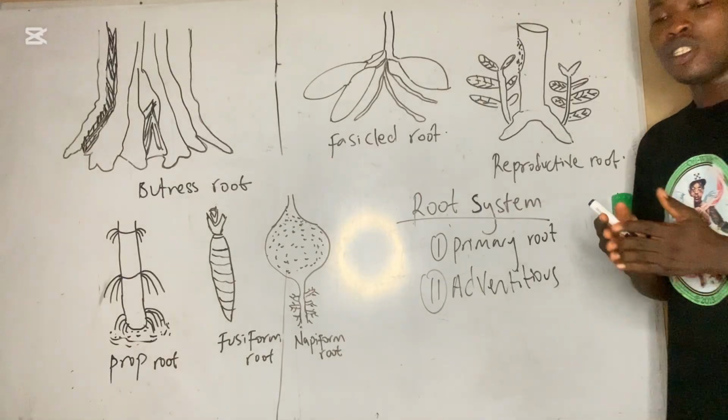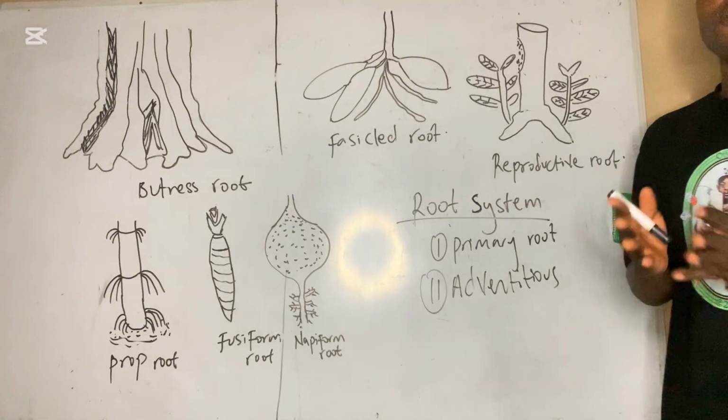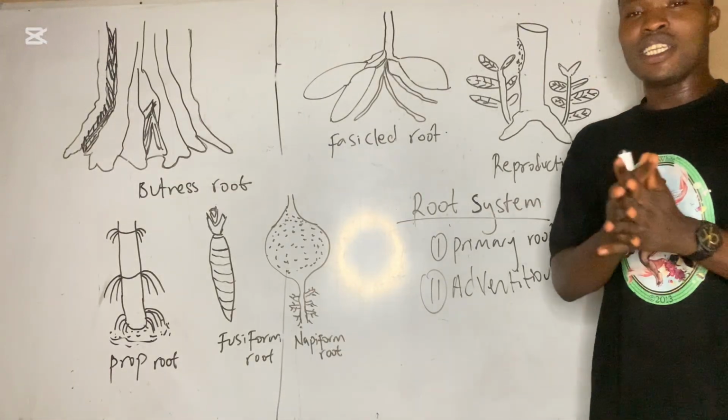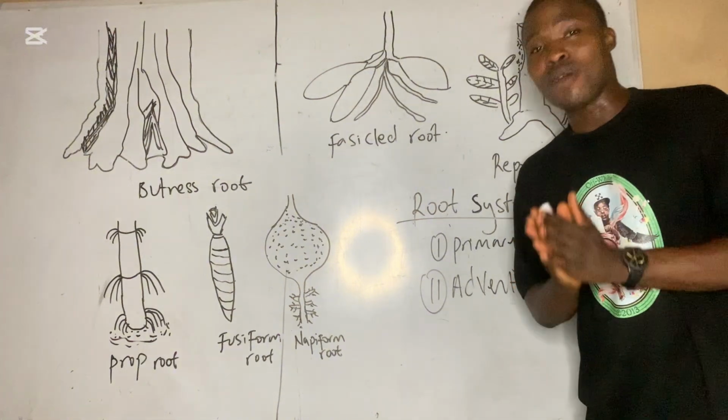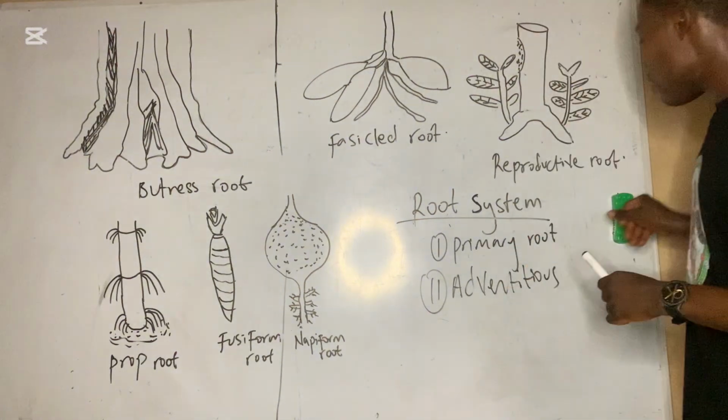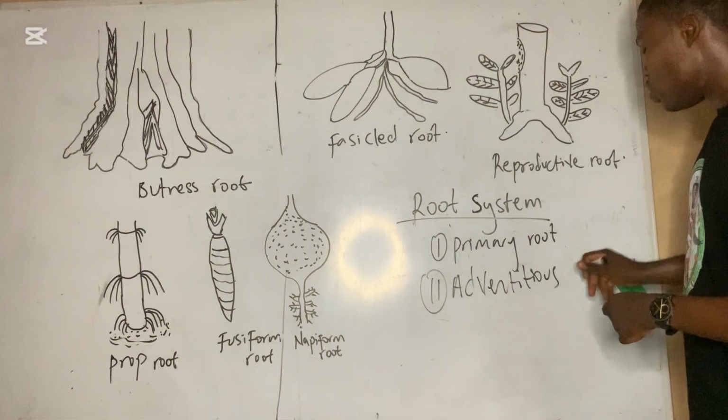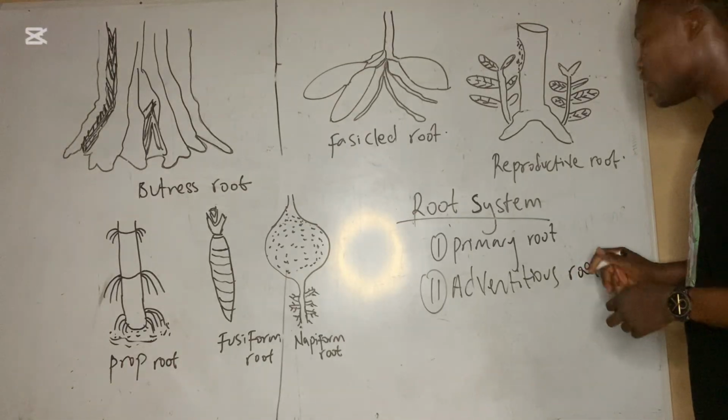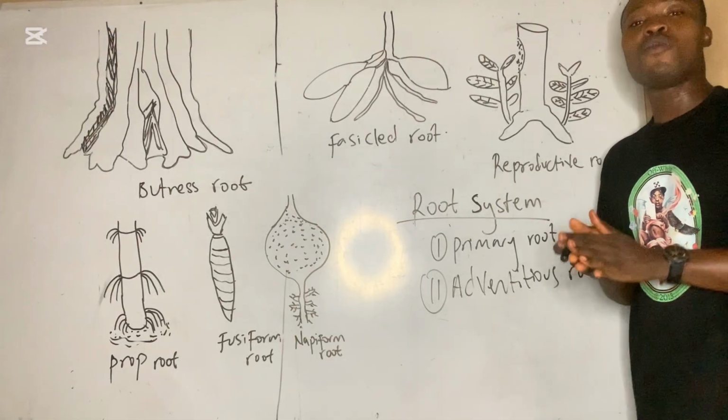A primary root is a root that develops from the radicle. Okay. Now, what is an adventitious root? A root that does not develop from the radicle.